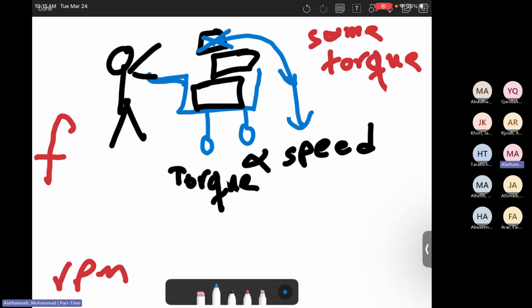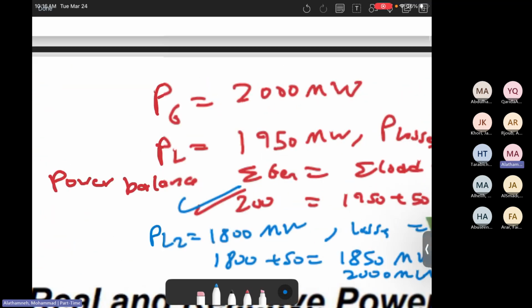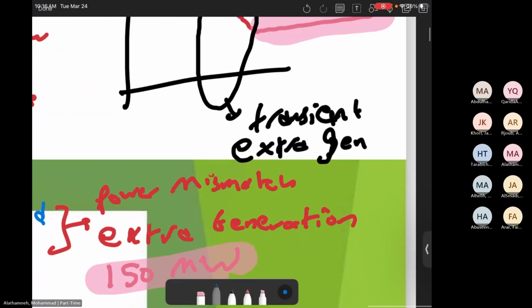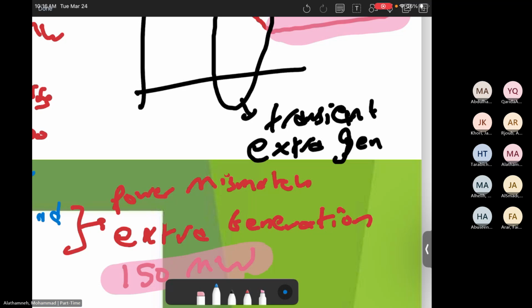You are pushing the shopping cart, and somebody puts some items on it. If you keep pushing with the same torque, your speed will be reduced. The same thing happens for the generation. Once there is extra generation, it goes into what we call the transients. Extra generation will make the generator accelerate. Okay? So now I assume you got it.